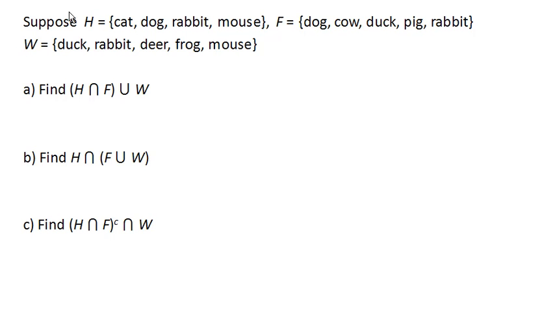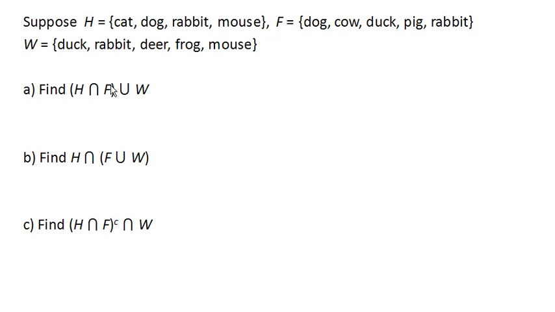So here we have a set of three sets, and we're going to try to find these unions and intersections. Now you notice that we're using parentheses here. They're being used as grouping symbols, kind of like with algebra. And the grouping symbols say what you should do first.